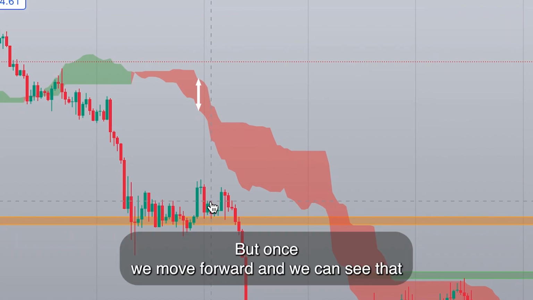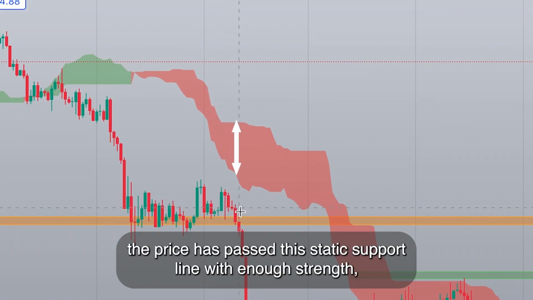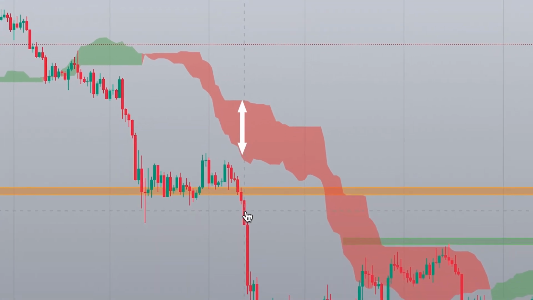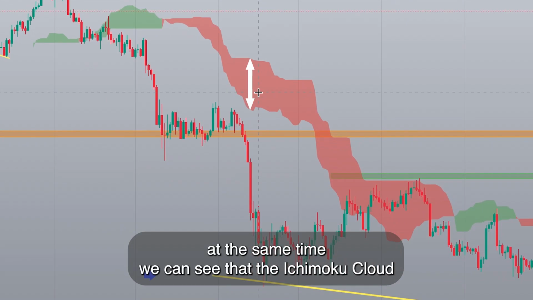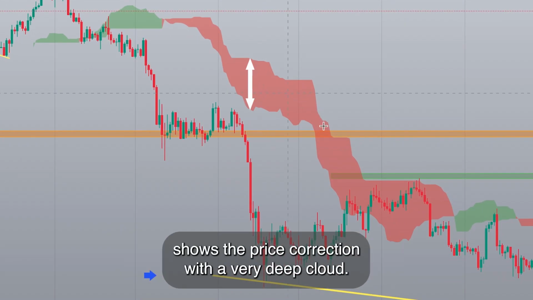But once we move forward, we can see that the price has passed this static support line with enough strength. At the same time, we can see that the Ichimoku cloud shows the price correction with a very deep cloud.